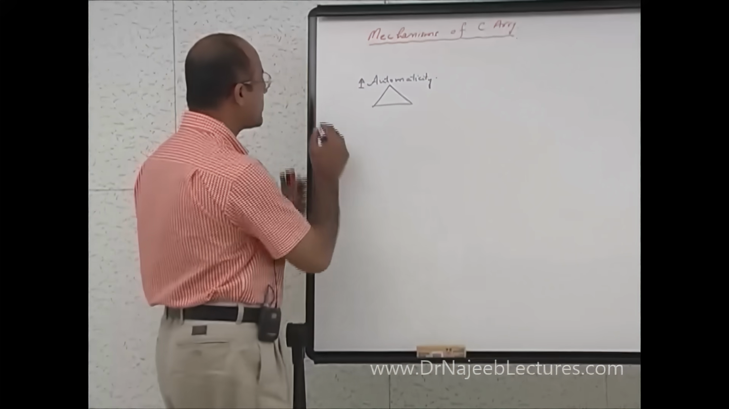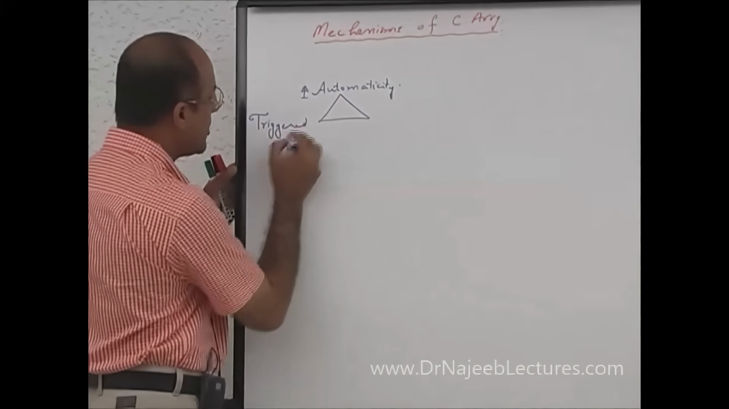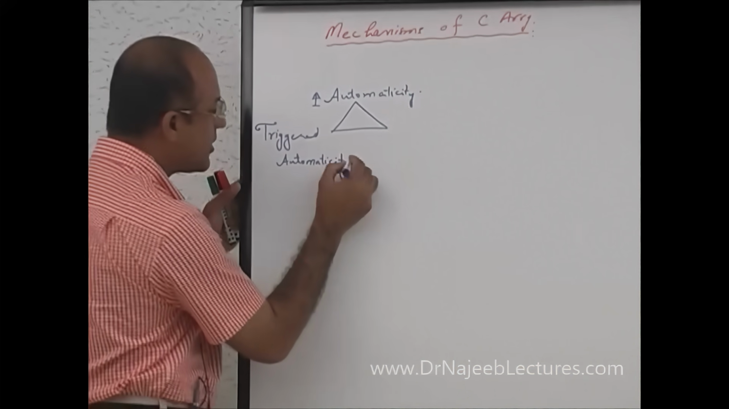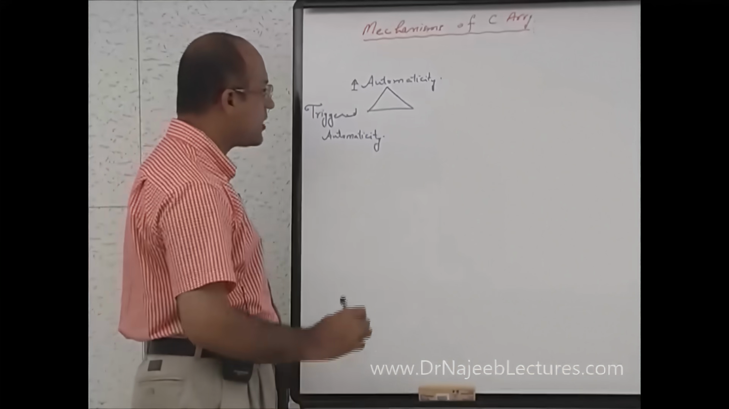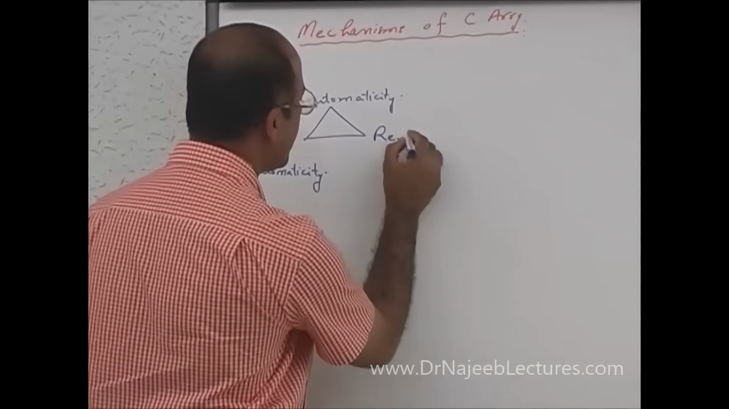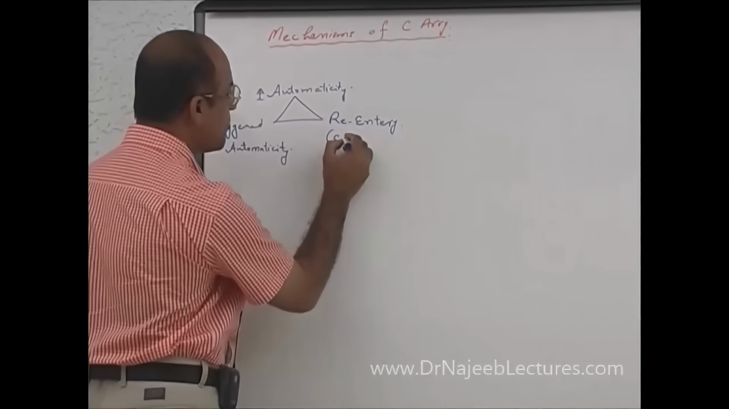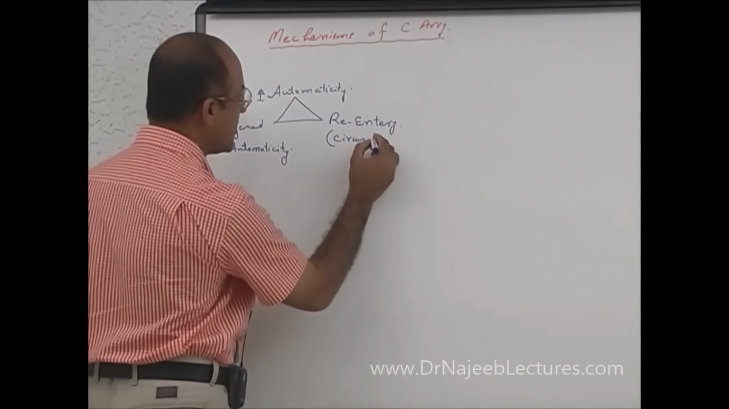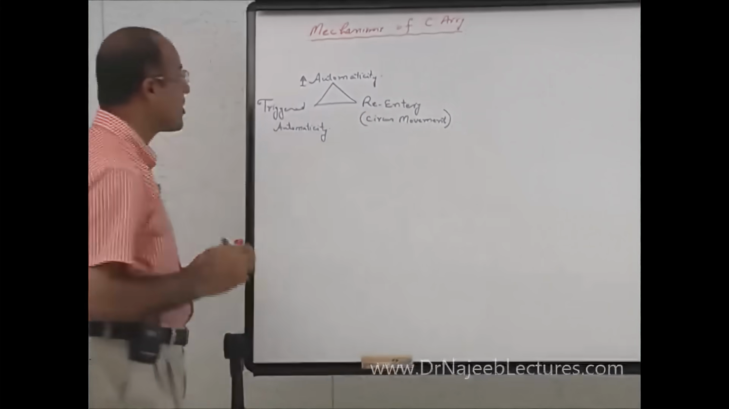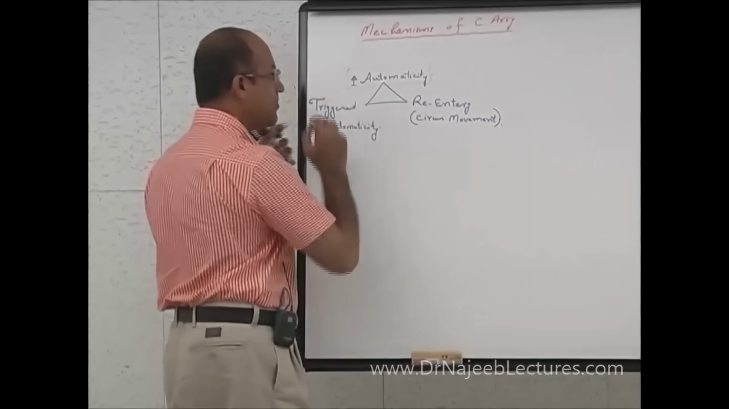Second mechanism is triggered automaticity. And third mechanism is the phenomenon of re-entry or circus movement. I will explain all of them one by one. Now, first I will explain the concept of increased automaticity.